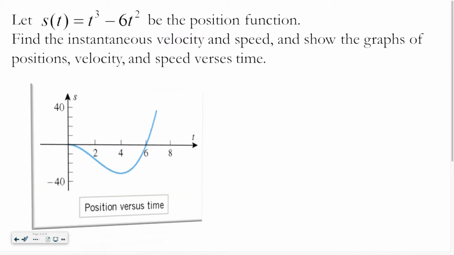So here is this. Our position is t cubed minus 6t squared. I would write that down. Our position, s of t, is t cubed minus 6t squared.